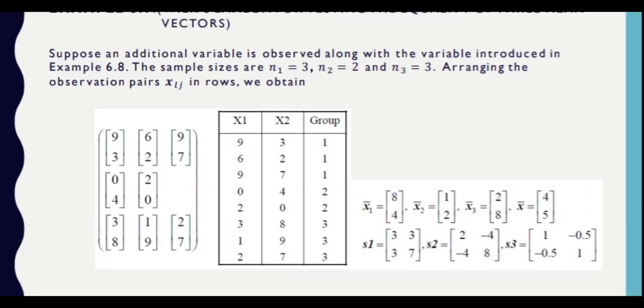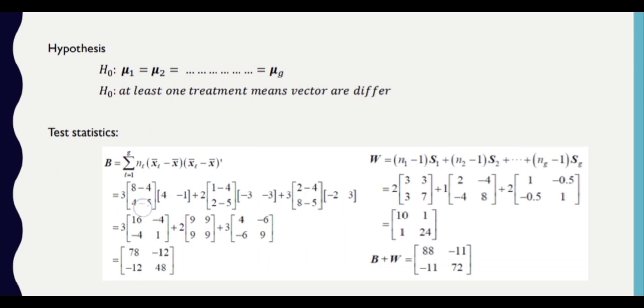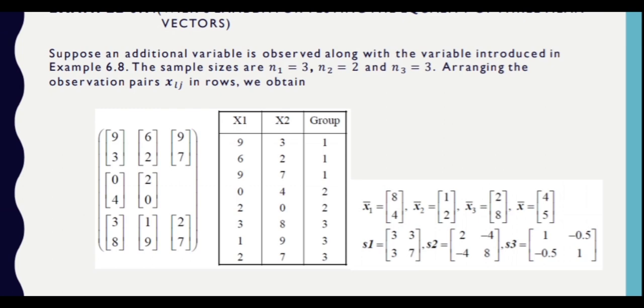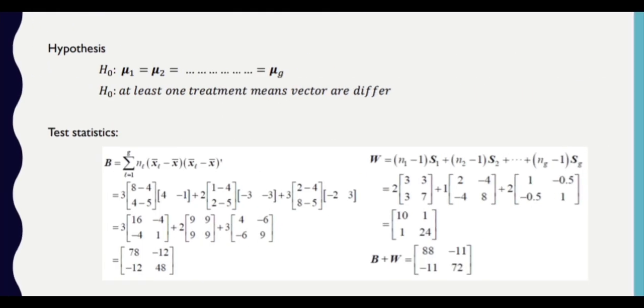Okay, 8 minus 4. Yang kedua kat sini, 4 minus 5. Okay, you akan dapat difference of the mean vector. Okay, multiply dengan benda yang sama, vector yang sama, cuma transposekan dia.